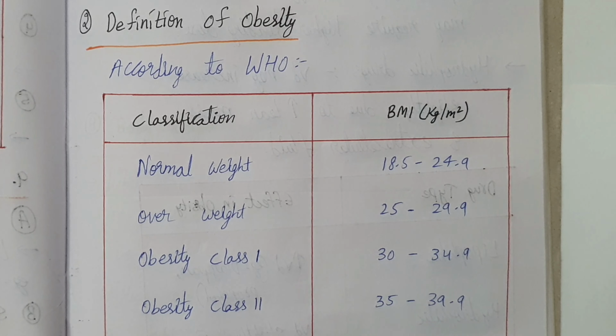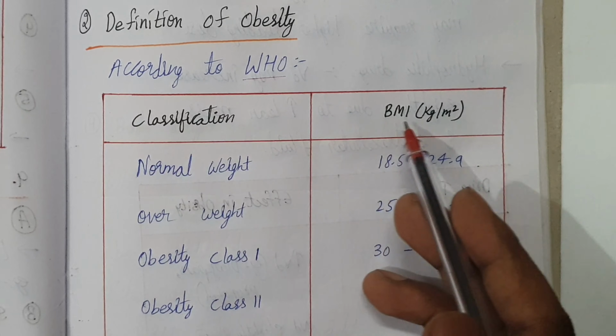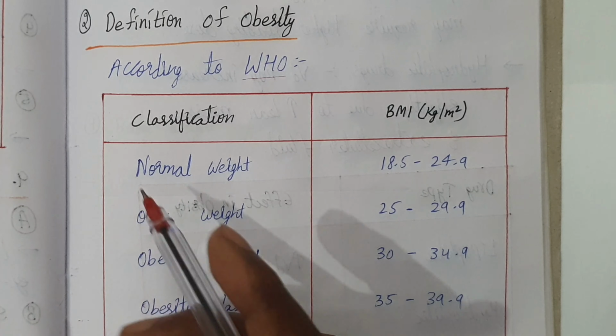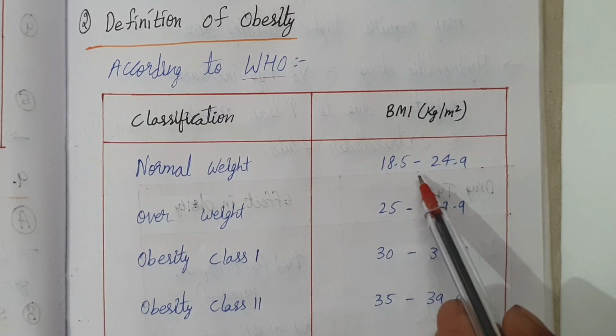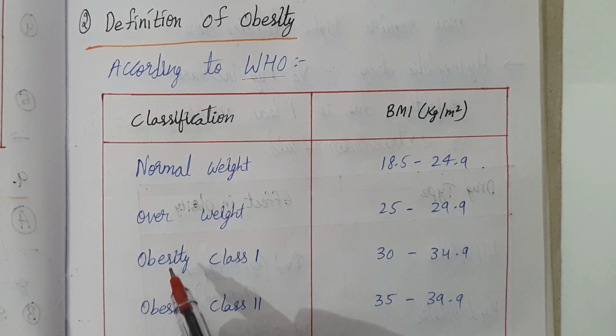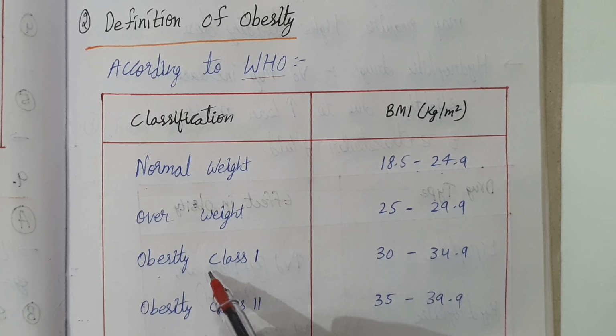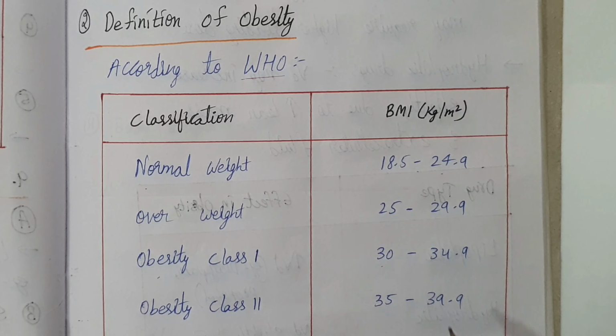Now, how do we define obesity? According to WHO, we use the BMI classification. So, normal weight is 18.5 to 24.9 BMI. Overweight is 25 to 29.9. Obesity class 1 is 30 to 34.9. Obesity class 2 is 35 to 39.9. Obesity class 3 is equal to or more than 40 BMI.